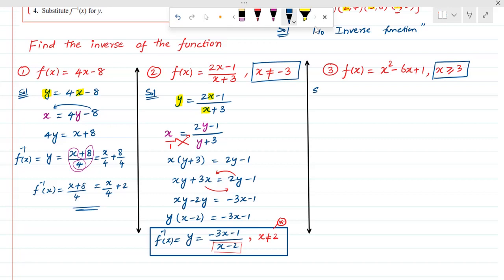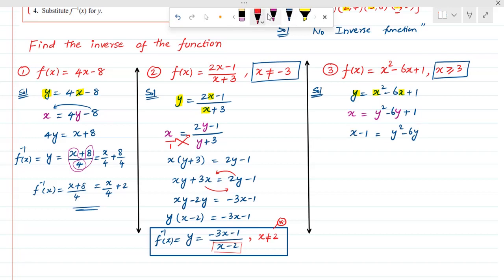Now I will take the same rule. y = x² − 6x + 1. Now change x to y, y to x. So if I replace x here with y, the remaining is the same: x = y² − 6y + 1. Now you cannot separate the y until you use the technique of completing the square. So for that reason, I just move the 1 here. You will get x − 1 = y² − 6y.